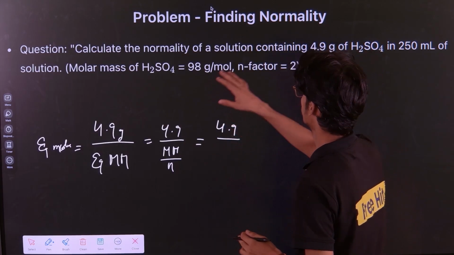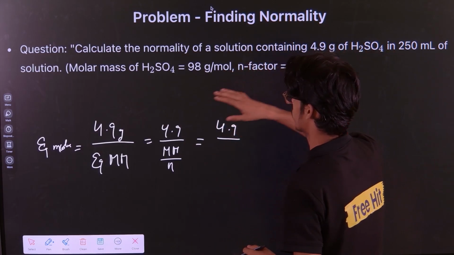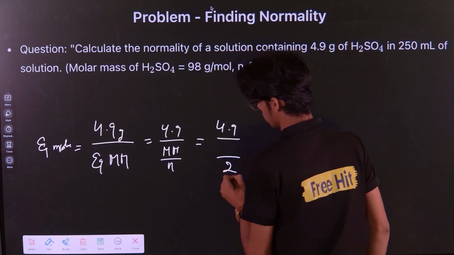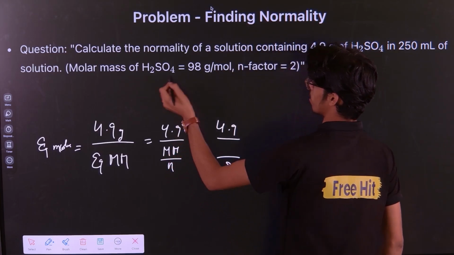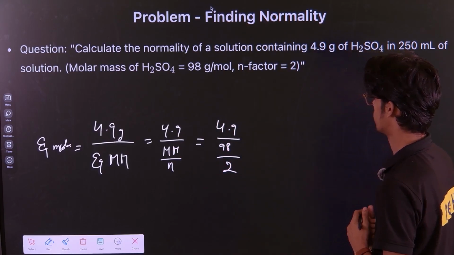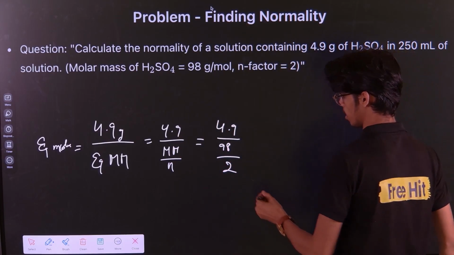Now calculate the normality of a solution containing this much, in 250 milliliters of the solution. Okay, done. And the n factor is there. I've already given the n factor as 2. Okay, and what is the molar mass? Molar mass is 98. Anything else left or not? 98 gram. Done. Okay, and you cancel this out.